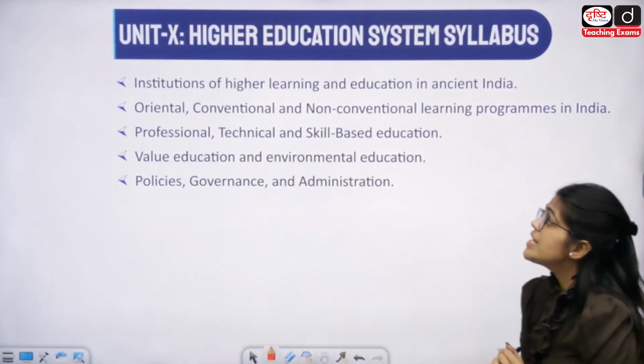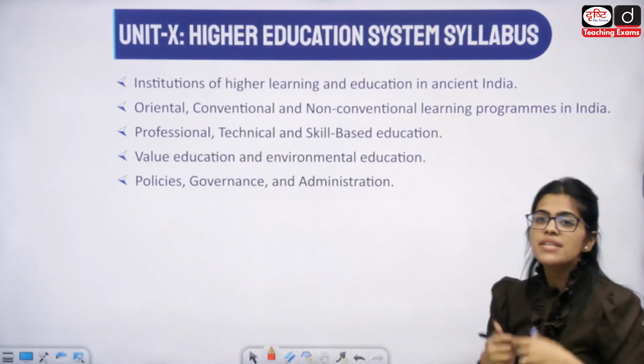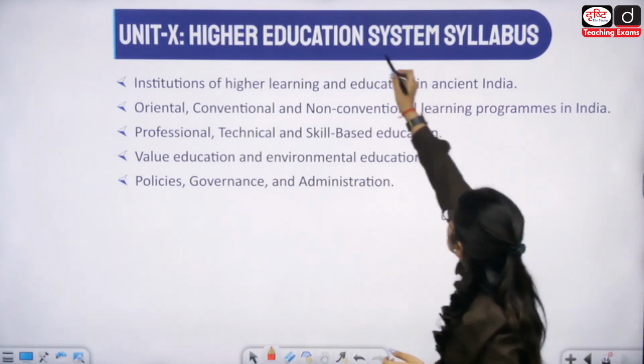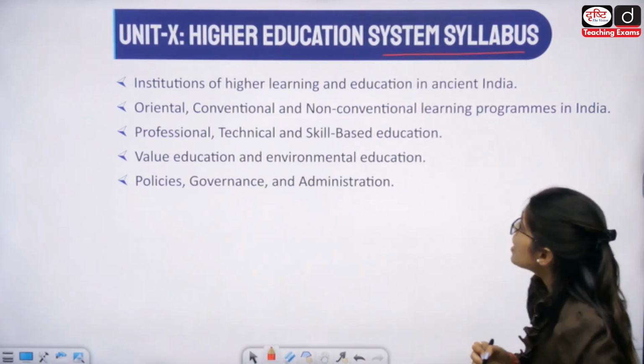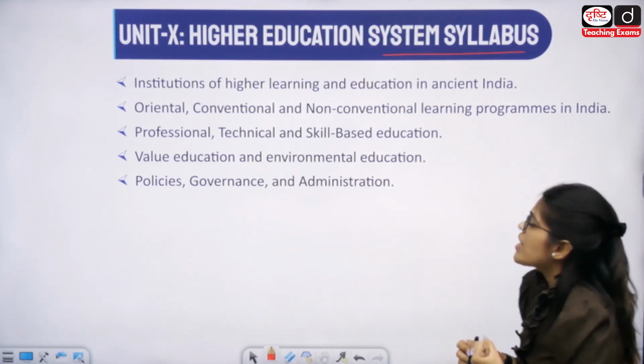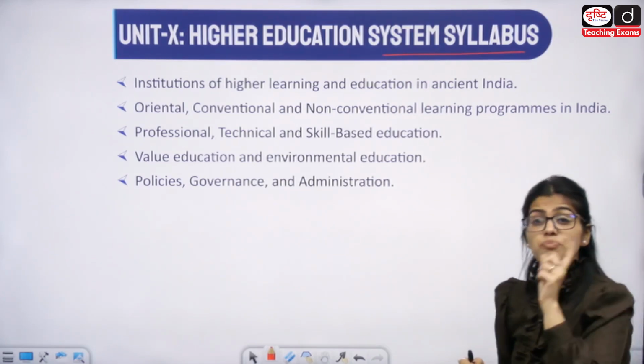Then you have unit number 10, that is the most important unit also, because higher education is what we have to study. And here you have questions related to the various kinds of learning institutes that we have. What are the conventional and the non-conventional ways of learning? What are the various programs?